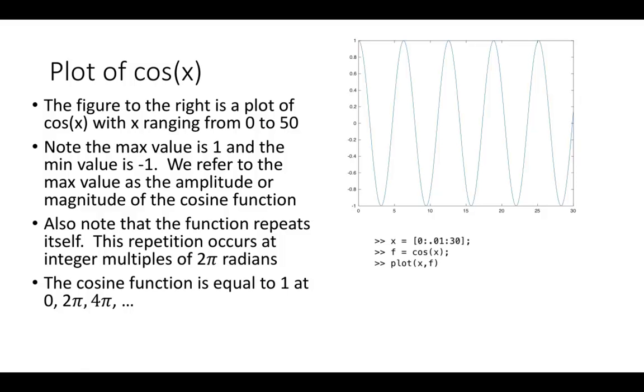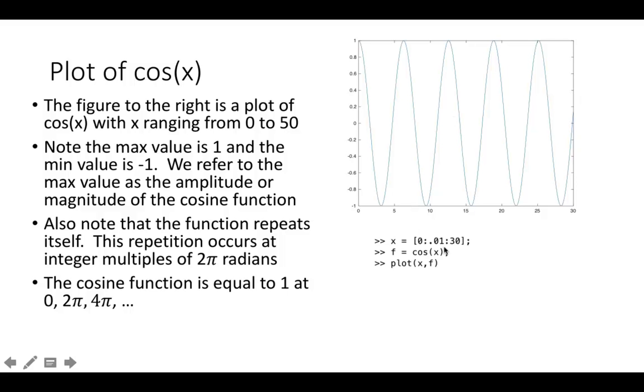Also note that the function repeats itself. So in other words, if you start at any one point and you go to the value of 2 pi, which is a full revolution, you'll have a full repetition of the cosine function. And that's the case anywhere you start or stop, you'll end up after 2 pi radians at exactly the same spot.